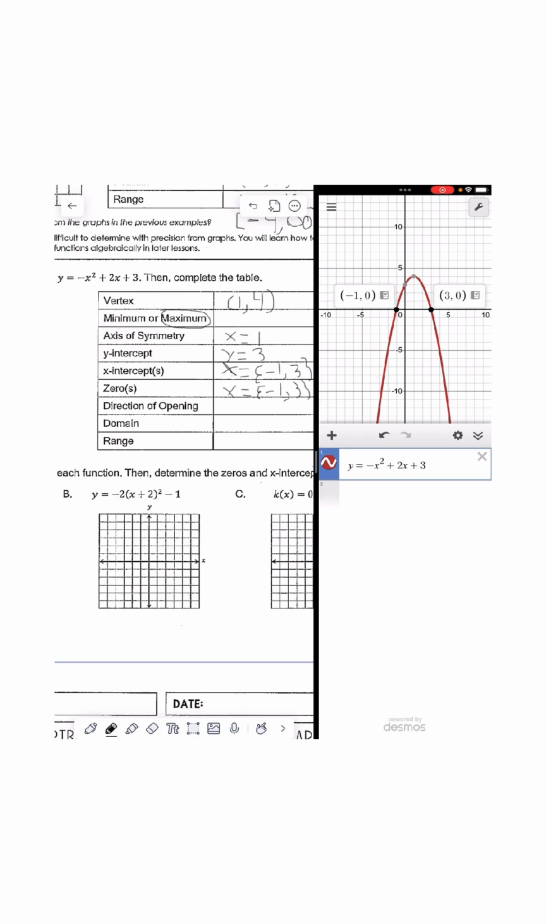Direction of opening is down. Then the domain is going to be all real numbers, or R for short. And the range is going to be y is greater than, or I'm sorry, less than or equal to. My vertex was 4, the y value 4, so y is less than or equal to 4.